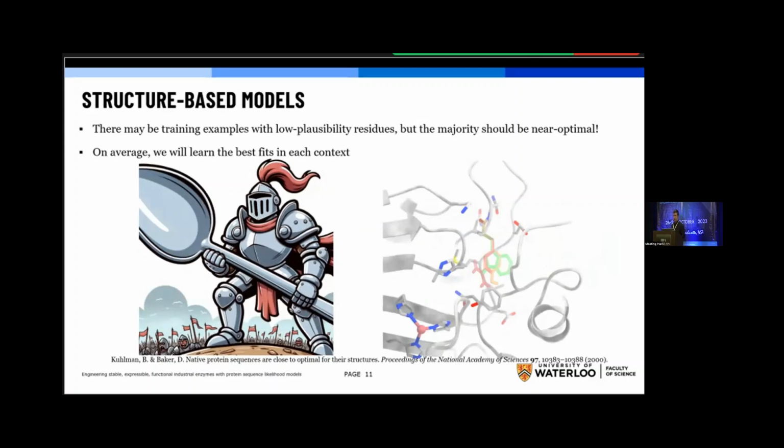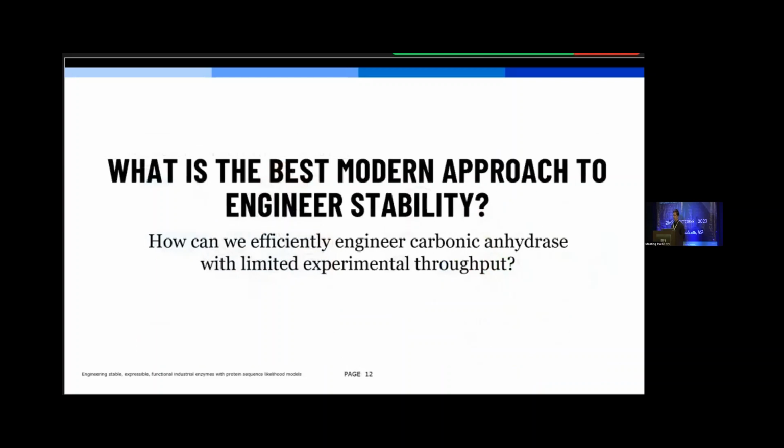Okay, so let's talk about what we know about these models relative to the best existing stability models that are actually trained specifically to do stability, and how we can use them to efficiently engineer carbonic anhydrase while we only have a limited throughput.